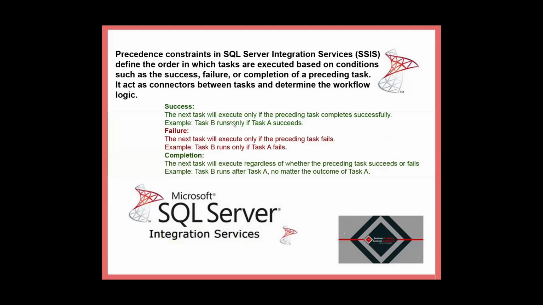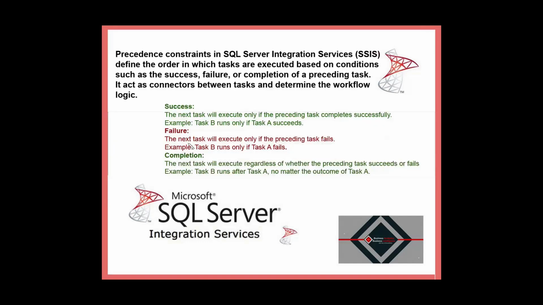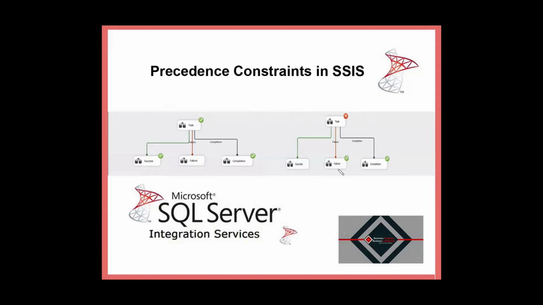Success: the next task will execute only if the preceding task completes successfully. Example, task B runs only if task A succeeds. If this is successful, then this will work. Failure: the next task will execute only if the preceding task fails. Task B runs only if task A fails. So since task A failed, task B is run.